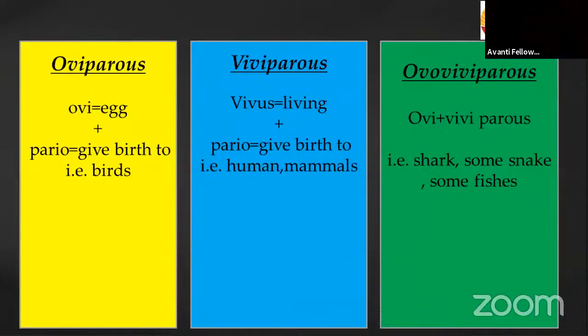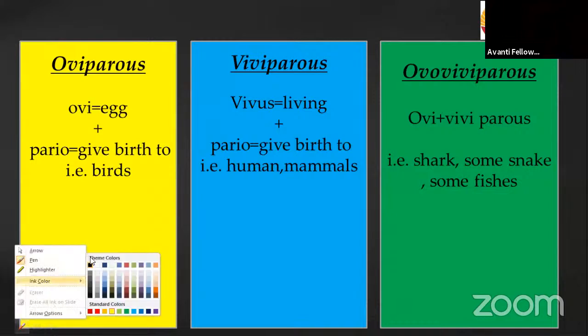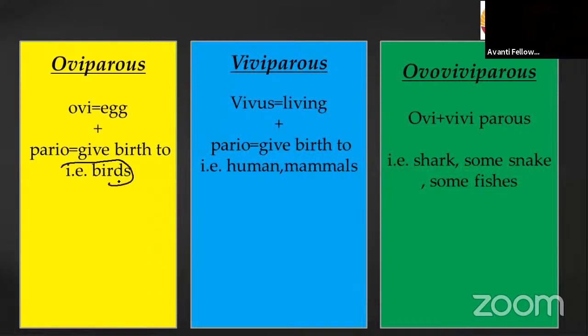Okay, so if you look here, you can get the entire picture. Ovi means egg. Then parous means giving birth. So the best example is bird. All the birds have the capacity to lay eggs. So this bird is the example.